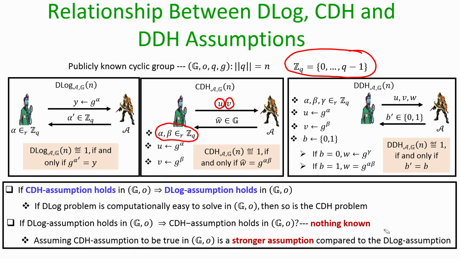And that is why, assumption wise, we say that making the assumption that the CDH problem is hard to solve in your group is a stronger assumption compared to making the assumption that the discrete log problem is difficult to solve in your group, because it looks like the CDH problem is relatively easier to solve compared to the discrete log problem. So, assumption wise the CDH assumption is a stronger assumption, because difficulty wise the CDH problem might be easier to solve compared to the discrete log problem. So, that is the relationship between the discrete log assumption and the CDH assumption.